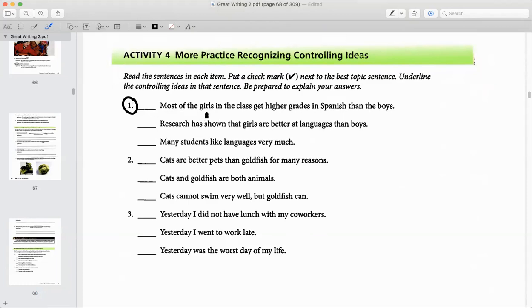It says, most of the girls in the class get higher grades in Spanish than the boys. Okay. Research has shown that girls are better at languages than boys. Okay. Many students like languages very much. Okay, I'll give you a moment to think about that. Which one would you say is the best topic sentence? Okay, well, why don't we talk about which one's not very good? I'm going to look at this short one first. Many students like languages very much.